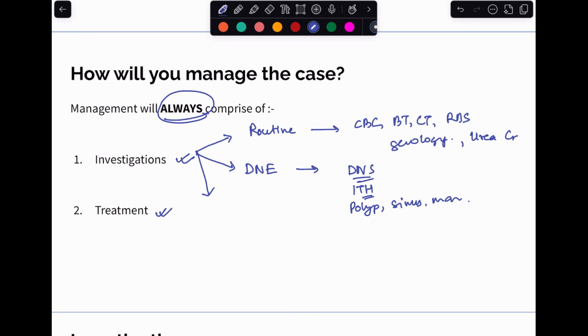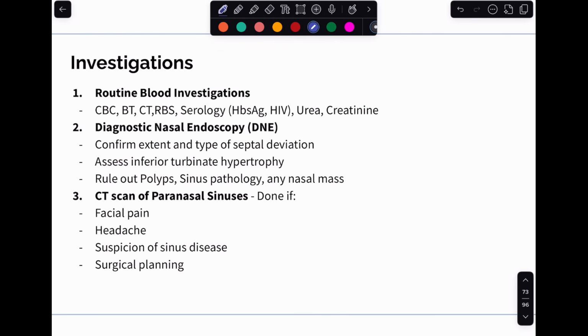And the third thing that we'll do is a CT scan of the paranasal sinuses. This CT scan of the paranasal sinuses is usually indicated when the patient has any facial pain or headache, any suspicion of sinus disease, or also for surgical planning. So before we talk about the treatment, if we are to do any surgical management in the patient, for surgical planning also we should do a CT scan of the paranasal sinuses.